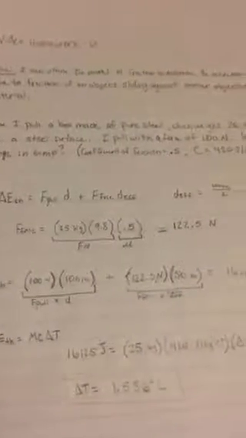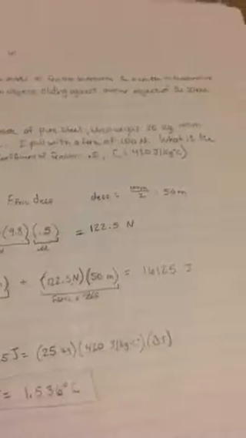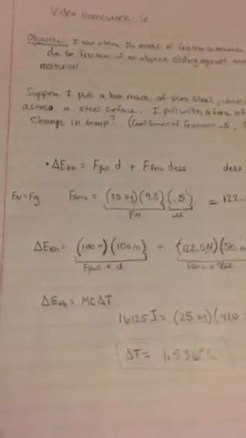which weighs 25 kilograms 100 meters across a steel surface. I pull with the force of 100 newtons. What is the change in temp? And the coefficient of friction is 0.5 and the specific heat is 420 joules per kilogram Celsius.